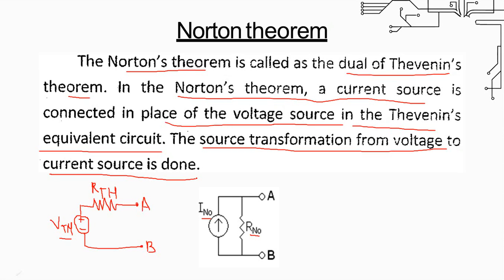Norton theorem साठी आपण सोर्स ट्रान्सफॉर्मेशन करत होतो, म्हणजे इथं थेव्हनिन्स नेटवर्क मधला व्होल्टेज सोर्स नॉर्टन्स मध्ये आपण करंट सोर्सनी ट्रान्सफॉर्म केलेला आहे. हेन्स इट इज कॉल्ड एज ड्युअल ऑफ थेव्हनिन्स theorem. Norton's theorem is called the dual of Thevenin's theorem. And here we are performing the source transformation from voltage to current source.